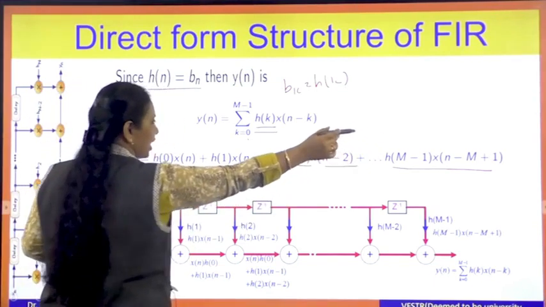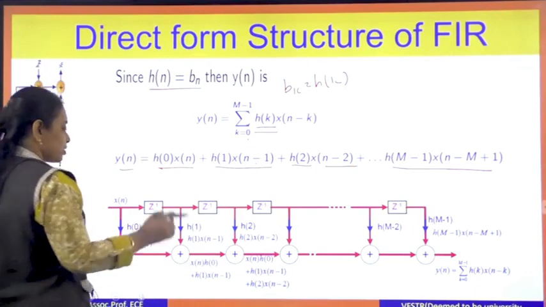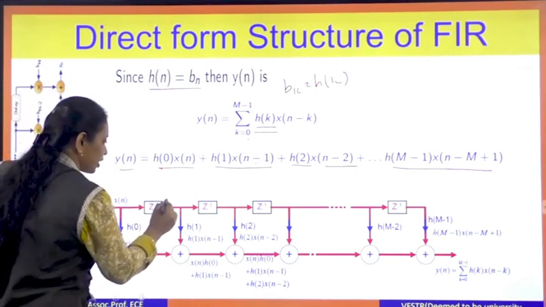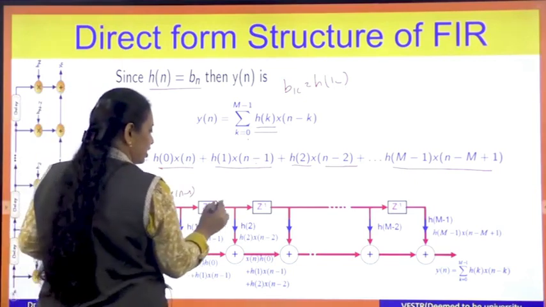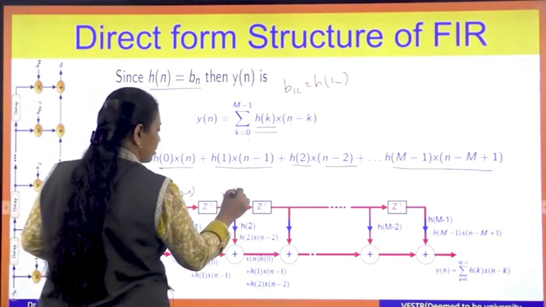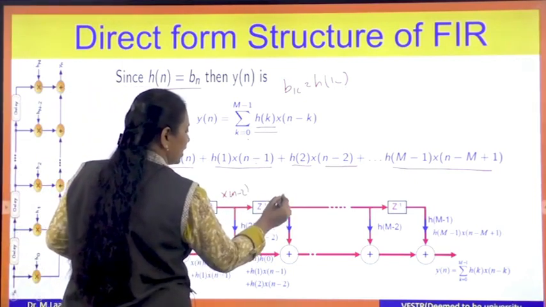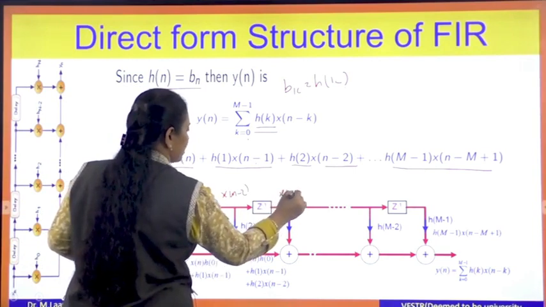Up to x of n minus m plus 1. So if I put a delay in this particular location, I will have x of n minus 1. Again if I delay it, I will have x of n minus 2. Again if I delay it, I will have x of n minus 3.